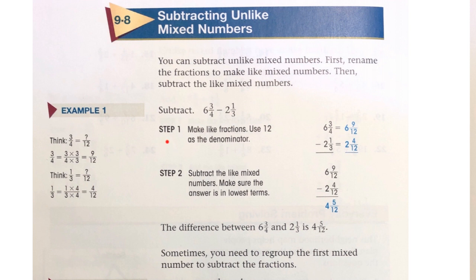So step 1, make the like fractions. Use 12 as the denominator because that's the least common multiple. So it shows that step 1. Step 2, subtract the like mixed numbers. Make sure the answer is in lowest terms. 9 minus 4 is 5. 6 minus 2 is 4. 4 and 5/12 is the answer, and it is in lowest terms.